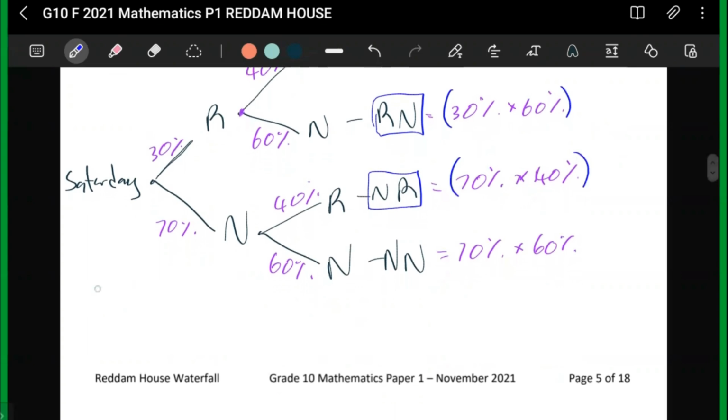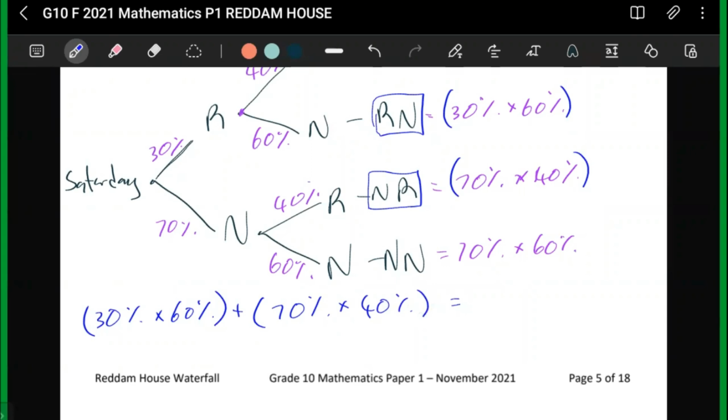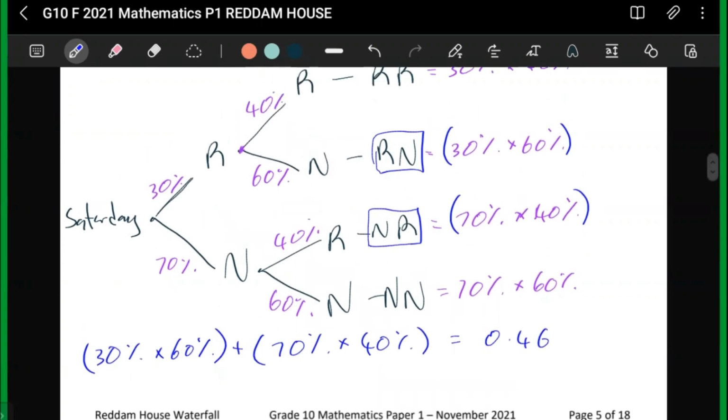You just put that in your calculator. So you're going to put your 30% times the 60% there in your calculator. And then you're going to add the 70% multiplied by the 40%. So let's see what that gives us in our calculator. So in our calculator, this is giving us 0.46, which is a-okay. Nothing bad there. Everything seems to be okay.